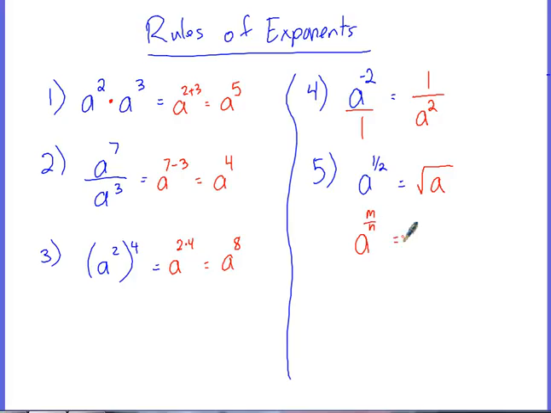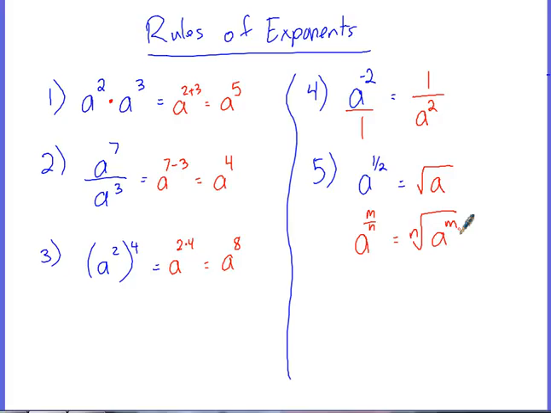If you have a base and you have a fractional exponent, you can turn this into a radical. The denominator is always the root, and the numerator is always the exponent on the inside. Does everybody see how that works? So the denominator is always the root, and the numerator of the fraction is always the exponent on the inside. So this is the actual rule.